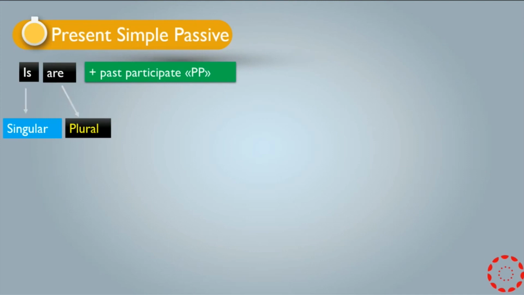How are we going to know whether our object is singular or plural? After we find the object, we will look at it. If it has s, it means it is plural. If it doesn't contain any s or es, it means it is singular. By this way, we will use either is or are.